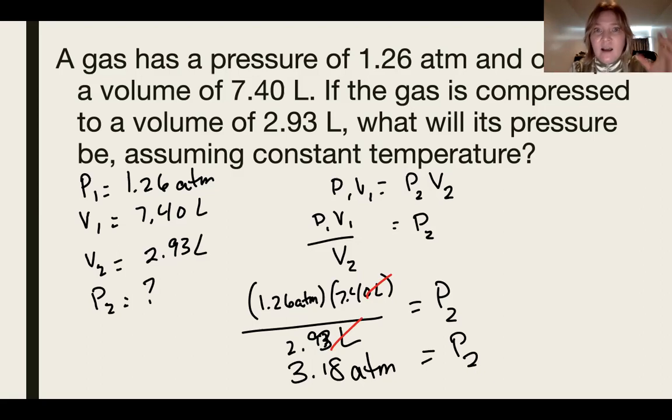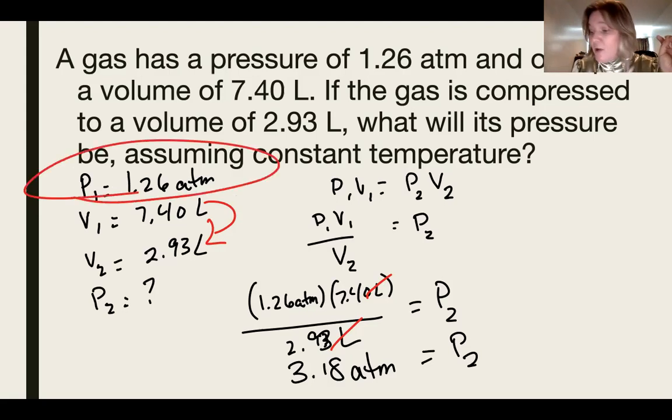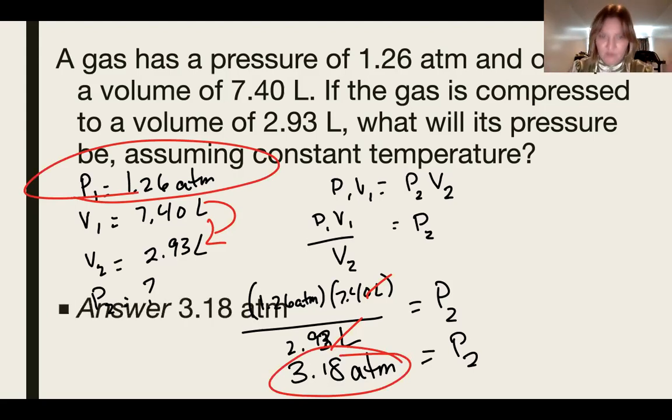Now, the last thing that I want you to do is see if your answer makes sense by applying the concept of Boyle's Law to your answer, and that is that it's inverse. So what's happening to volume? V1 is 7.4, V2 is 2.9. So volume is decreasing. What should we expect the pressure to do if volume decreases? Based on Boyle's Law, they have an inverse proportion. So if volume decreases, pressure should go up. We started with 1.26. We should have a higher number than that, and we do. So yay, it makes sense. 3.18.